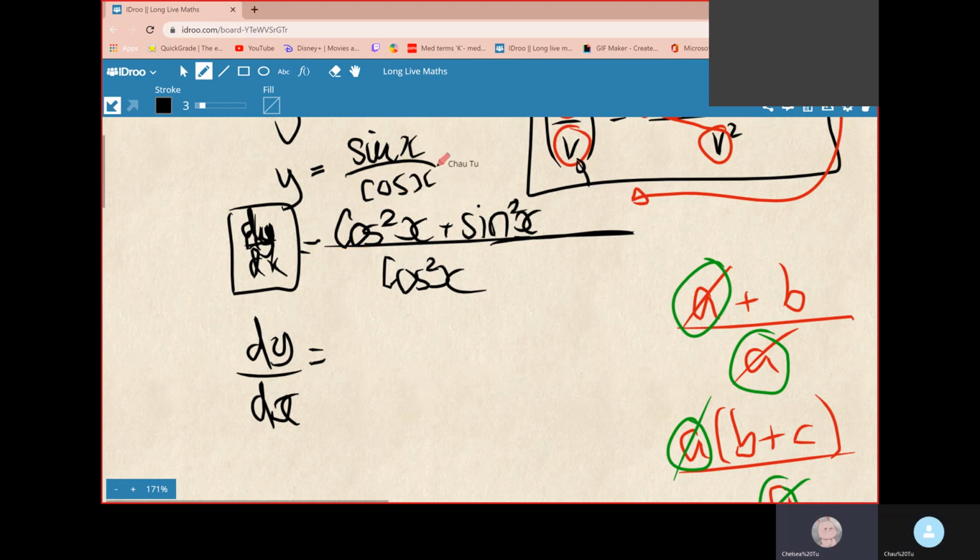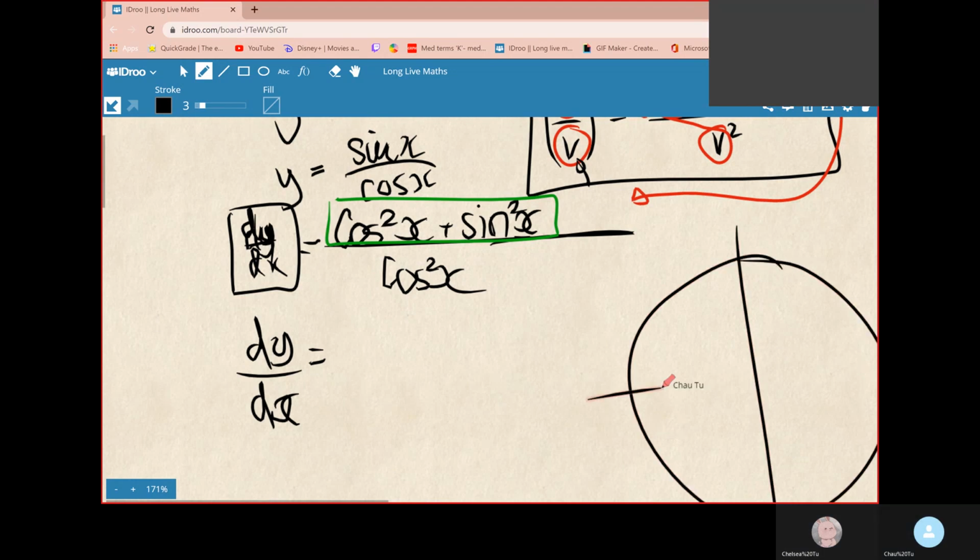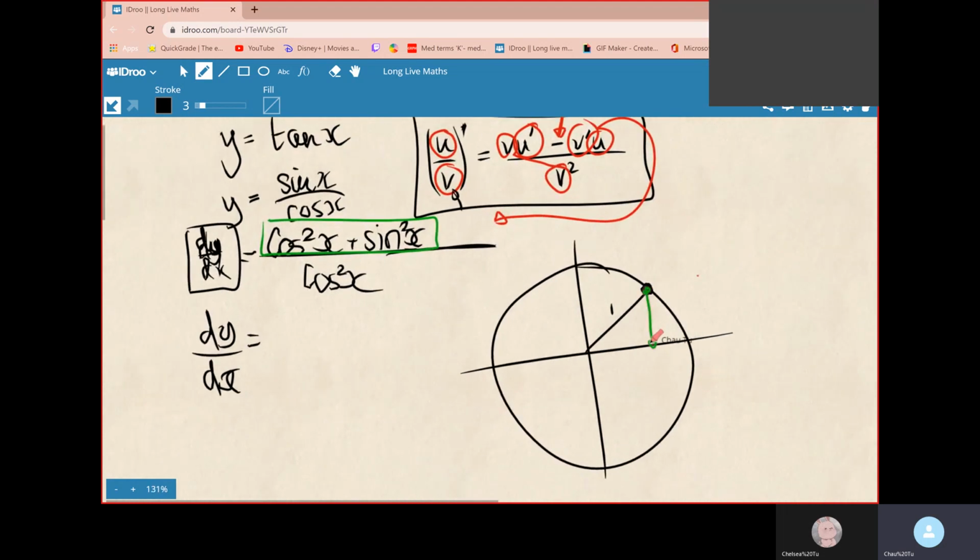Let me think. Do you recognize this? No. All right. Hang on. So you're supposed to know this by heart. If you have a circle, a unit circle of radius 1, so that means the hypotenuse is 1. What's this green line here? So let's say you have an angle. What's that green line?